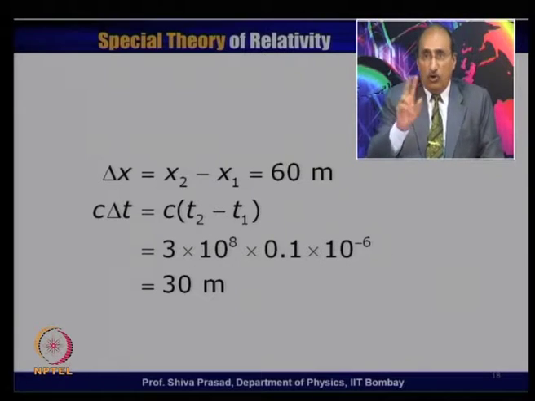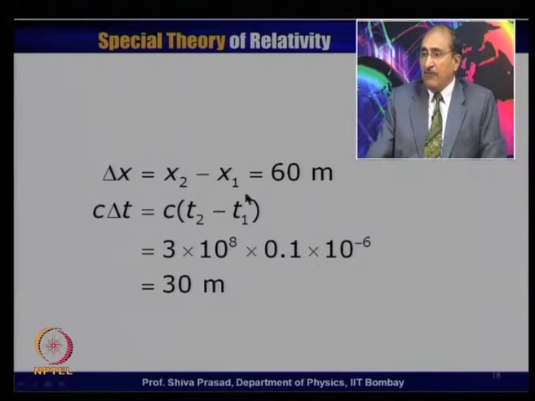Remember, I am talking only of the differences now. If I multiply 10 to the power 8 and 10 to the power minus 6, that gives me a factor of 100. 3 multiplied by 0.1 gives me 0.3. If I multiply it by 100, I get 30 meters. So x2 minus x1 is equal to 60 meters and c delta t is 30 meters. Obviously, delta x is greater than c delta t.